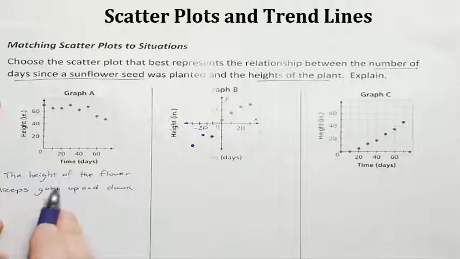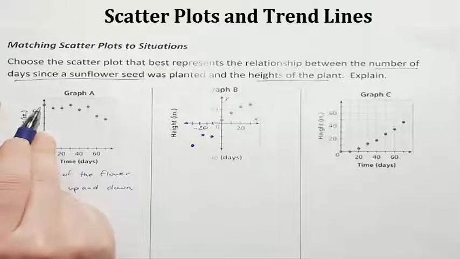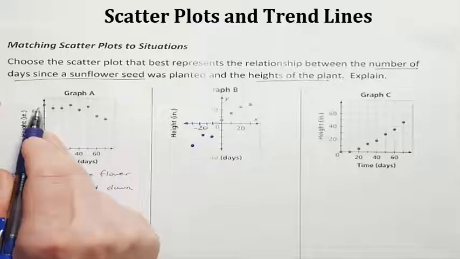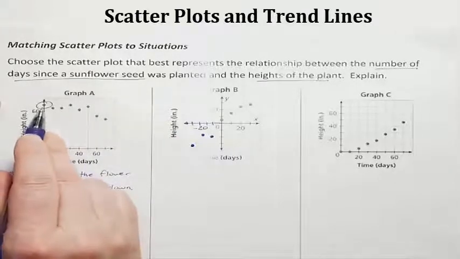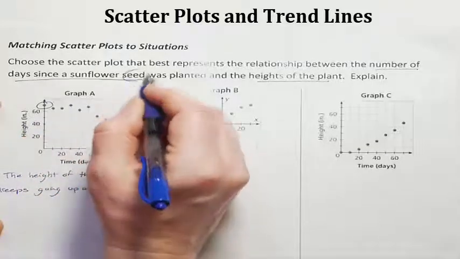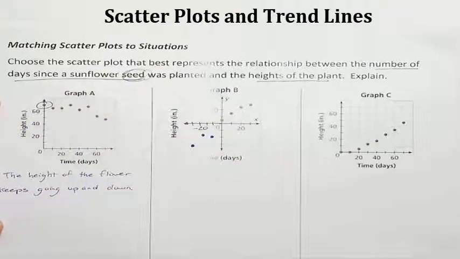It doesn't make sense for the height of a flower to first start at 60 as a seed and then go up, down, and down. That doesn't make any sense. So the fact that it started off at 70 inches tall as a planted seed doesn't make any sense.